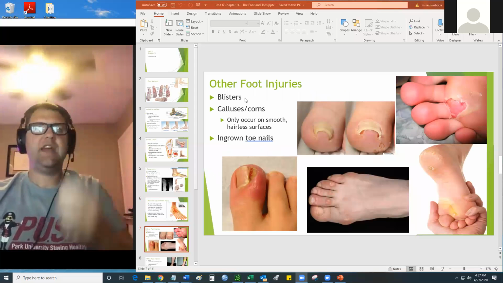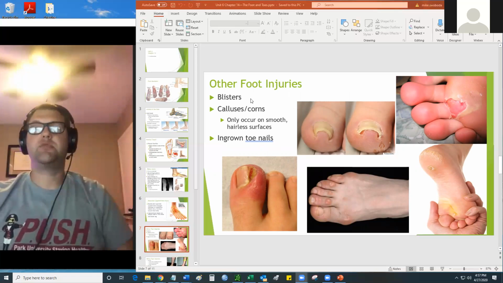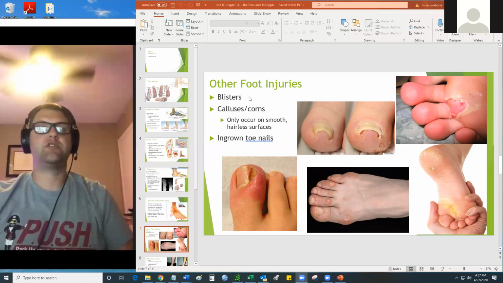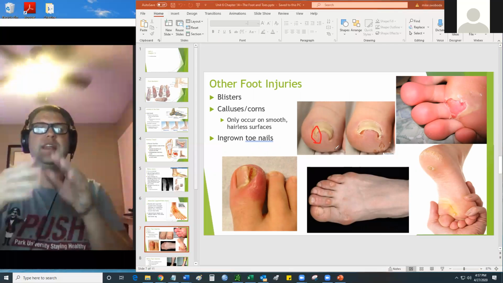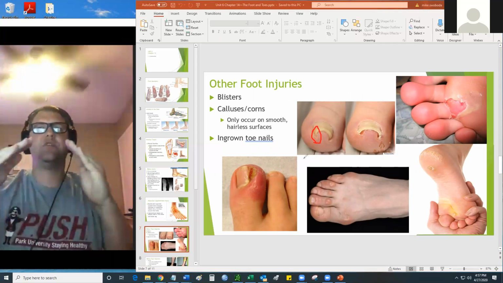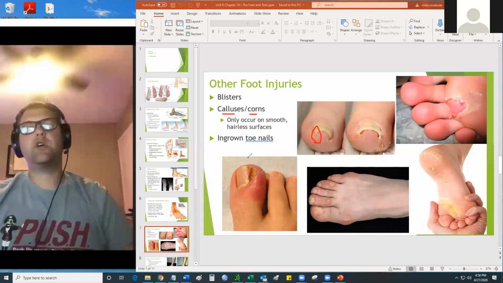If you have a blister, that's just caused by friction between your foot and either the ground or the surface of your shoe. Ingrown toenails are caused when the toe actually grows into the skin as opposed to staying out and away from it. If you have a callus or a corn, this is only going to occur on hairless surfaces.